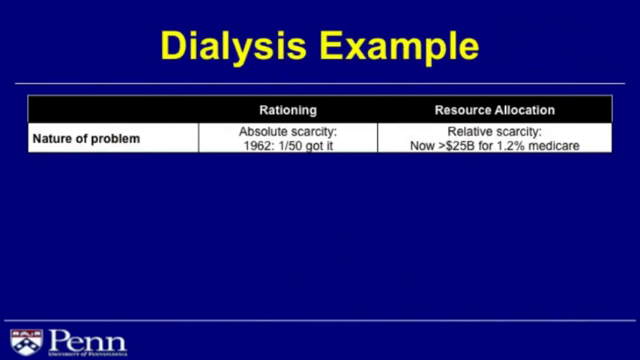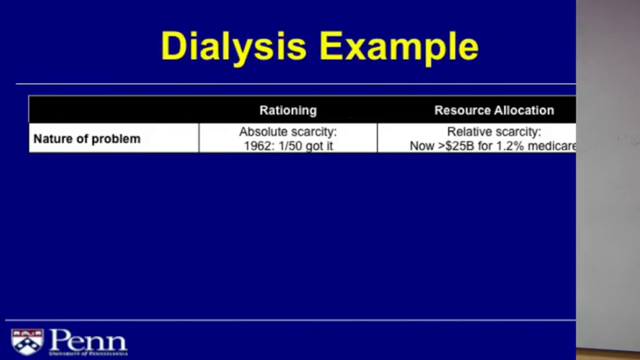Let us apply these conceptual distinctions we've raised to the dialysis case when dialysis had first become possible for chronic renal disease by the AV shunt in the early 1960s. So in the early 1960s, there was absolute scarcity. There were a limited number of dialysis machines. Only 1 in 50 people who had kidney failure could get on the dialysis machines because people needed to be dialyzed 3 times a week. So the question was, who got time on the machine?